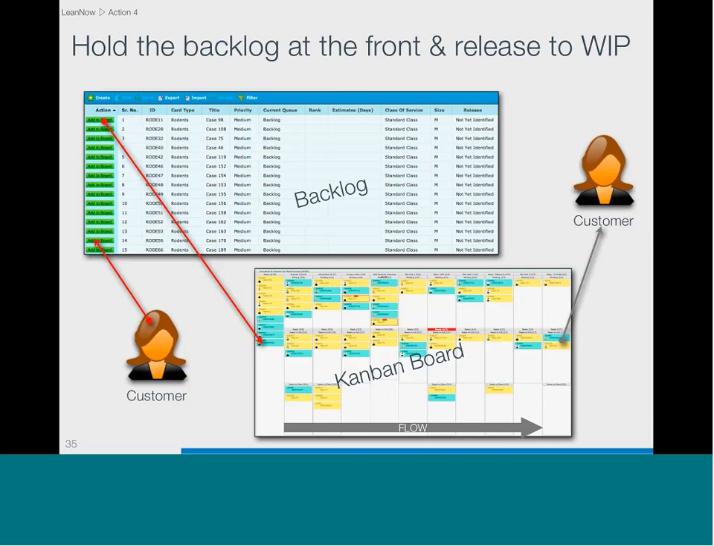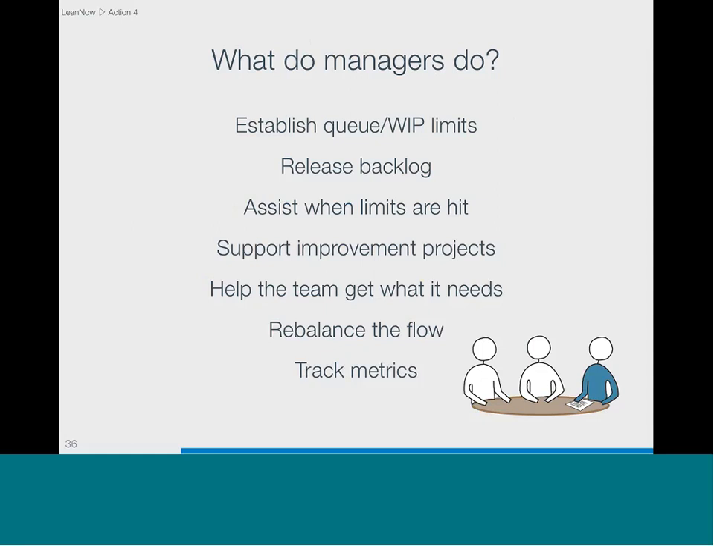And of course, what we'd love to have is a very small backlog relative to our flow so that we know that our capacity is balanced. In this case, it looks like they have more work to do than they have the capacity to complete, possibly. So we probably want to do some more improvement there. So what do supervisors do? What do managers do in this situation?